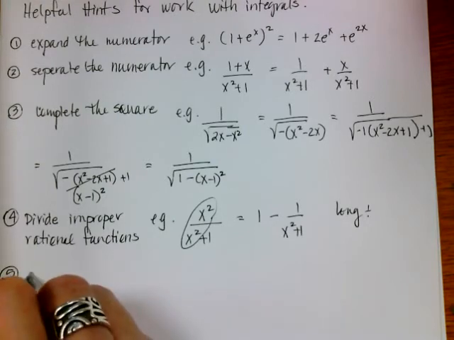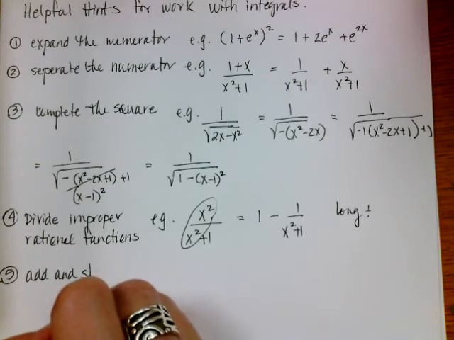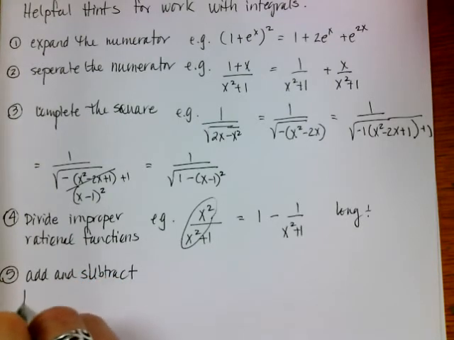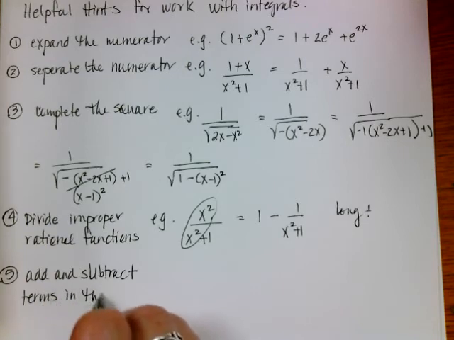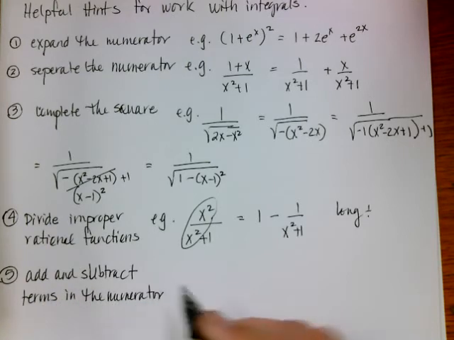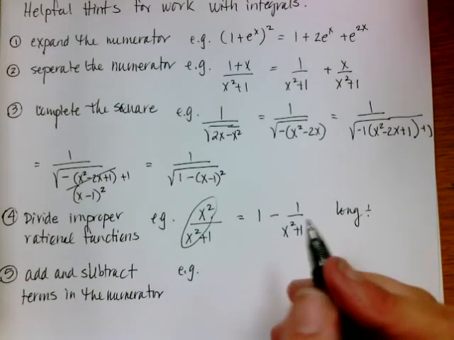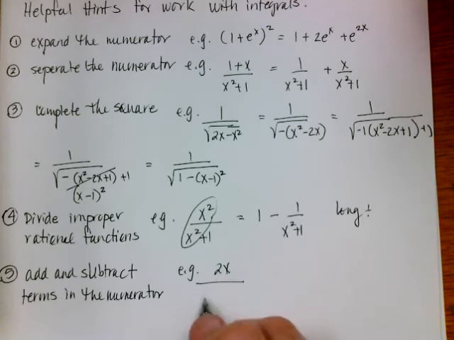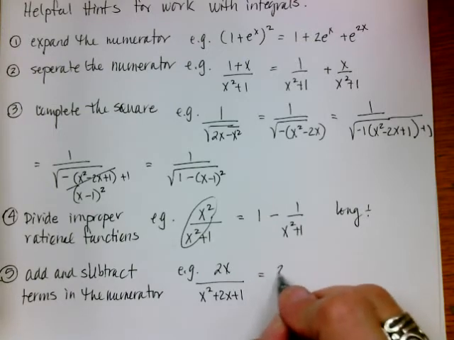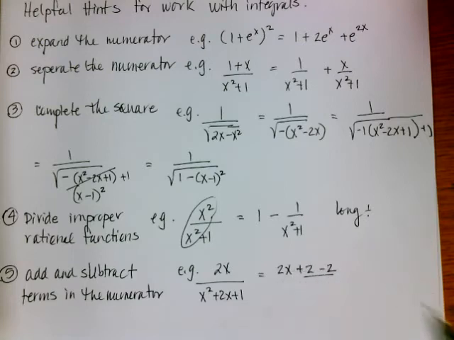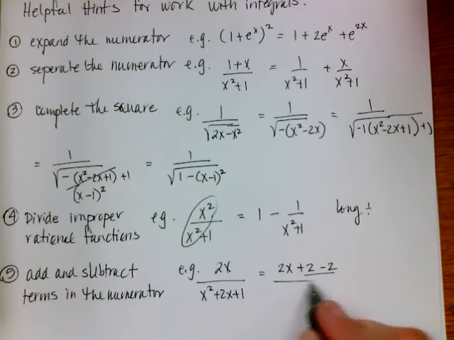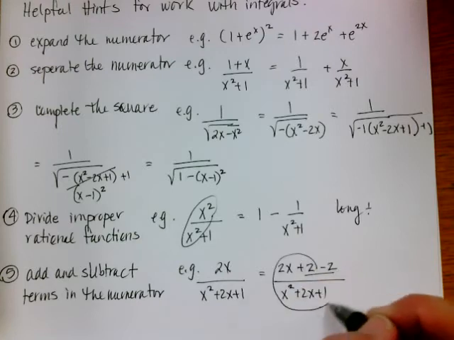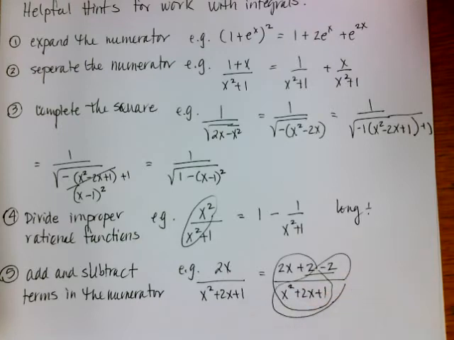All right, hint number 5. I'm going to add and subtract terms in the numerator, because the net effect has to be 0. An example of that, and this one's a little bit harder to see, I think: if I have 2x over (x squared plus 2x plus 1). The bottom is a perfect trinomial, so it's going to factor very politely. In this one, we're going to do 2x, we're going to add 2 and take away 2, because remember the net effect has to be 0. And then I have my x squared plus 2x plus 1. Then I'm going to split it up like this.